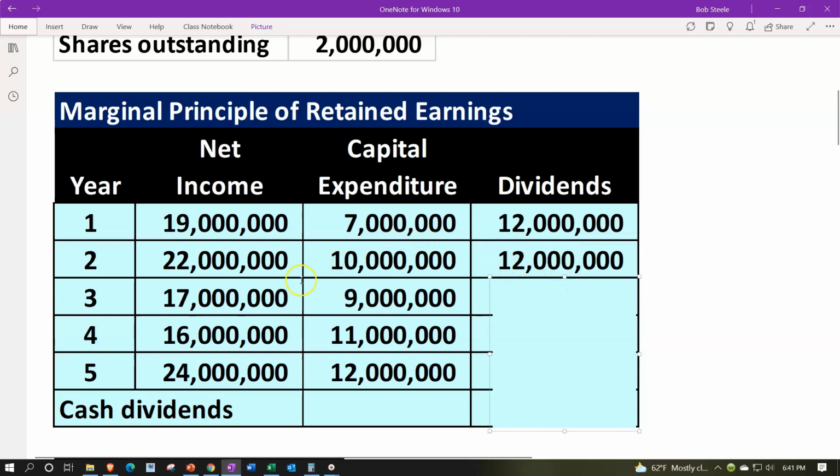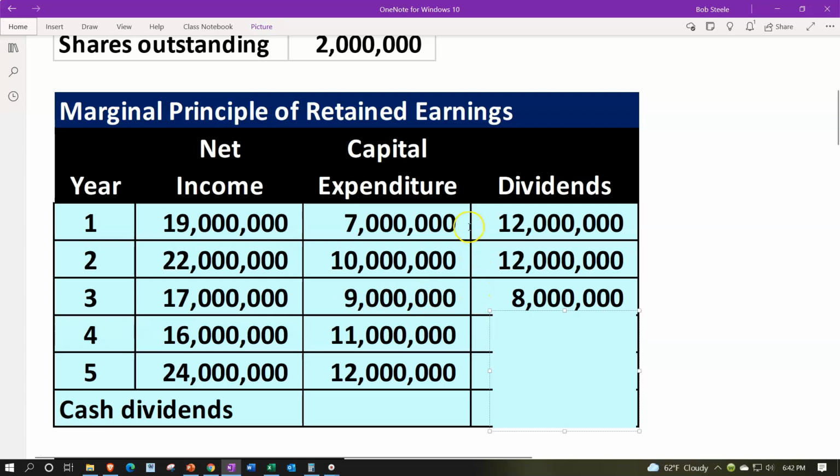On year 2, we got the 22 million, and once again, 10 million we're going to assume that we can put into a capital project, getting the return that we want. The difference then of the 22 and the 10 at 12, once again, the dividends that would then go out to the owners so that they could invest it where they feel best to invest it outside of the corporation. Year 3, we got the 17 million for the net income. The capital expenditure we're saying is 9 this time, and so that means the difference being 8 that would go out in the dividends, 8 million out for the dividends.